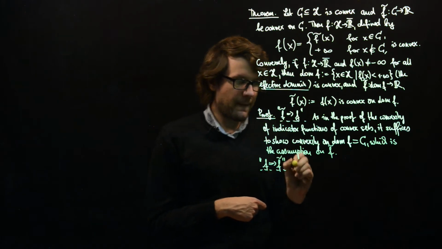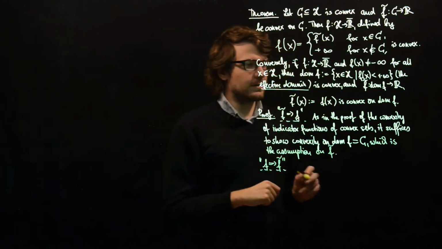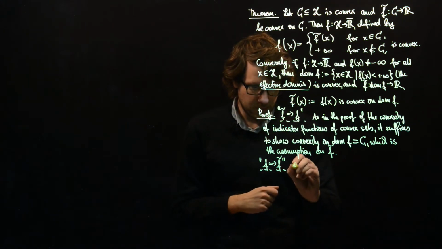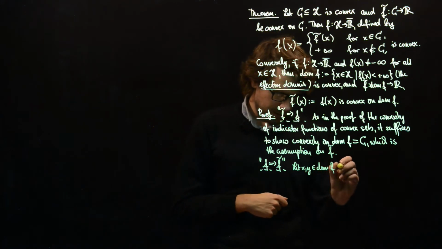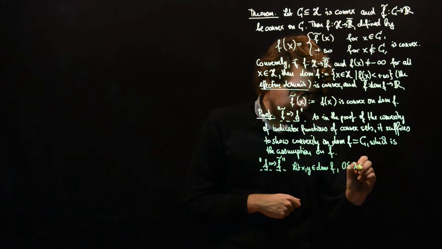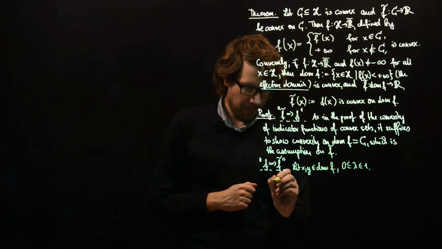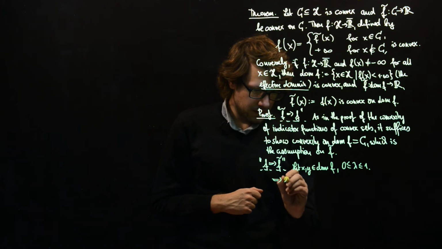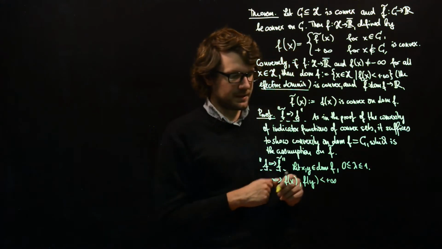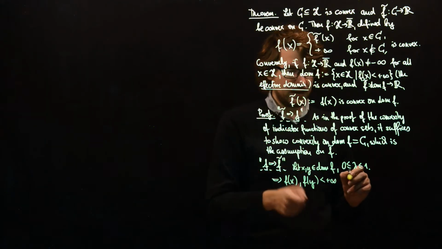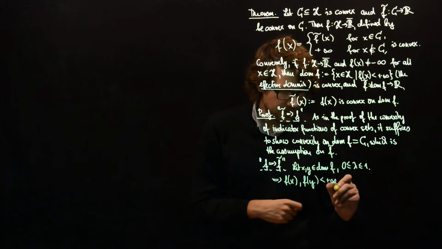So given this function f, which is defined on the whole space, we have to show that the effective domain is convex. So let x and y be in dom f, and lambda between 0 and 1. Then we have that f of x and f of y are both less than plus infinity, and therefore they take real values, which is not important to the convexity here.